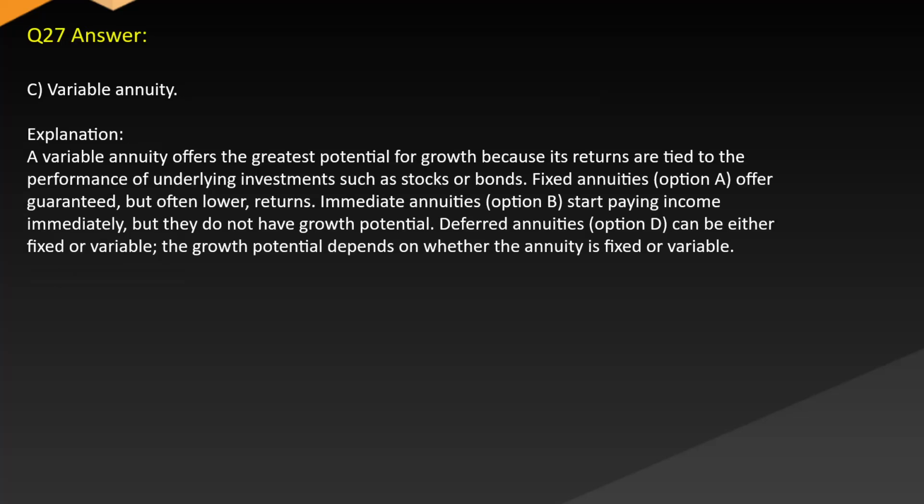Answer: C. Variable annuity. Explanation: a variable annuity offers the greatest potential for growth because its returns are tied to the performance of underlying investments such as stocks or bonds. Fixed annuities, option A, offer guaranteed but often lower returns. Immediate annuities, option B, start paying income immediately, but they do not have growth potential. Deferred annuities, option D, can be either fixed or variable. The growth potential depends on whether the annuity is fixed or variable.